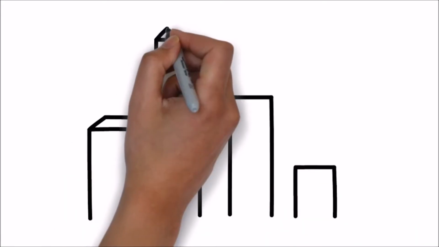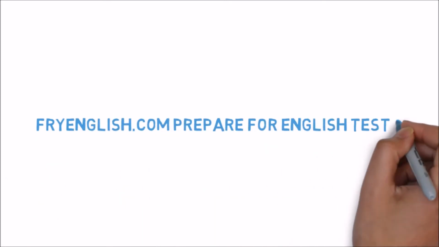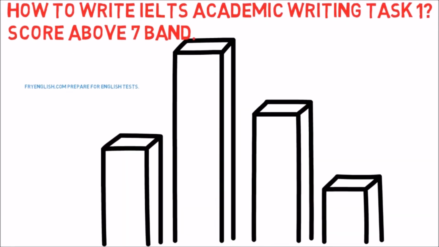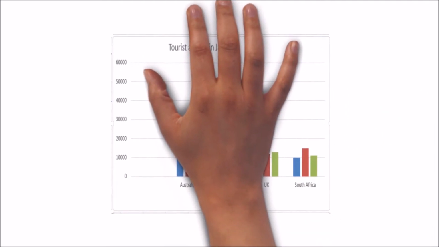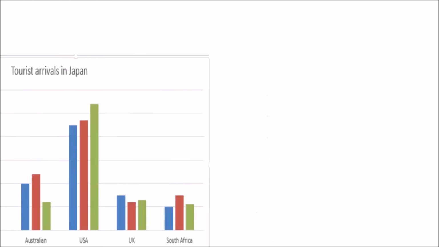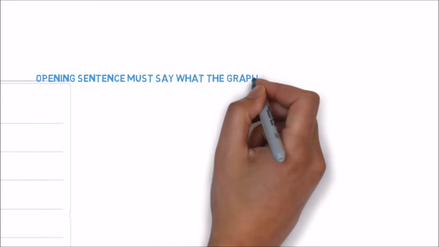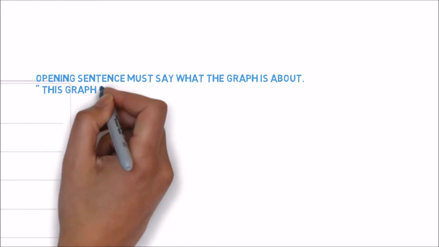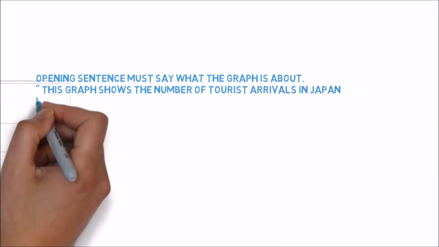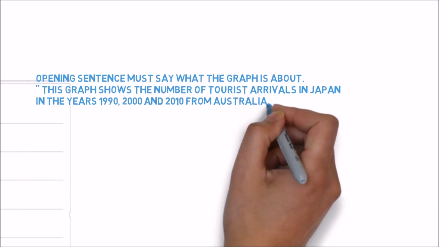IELTS Academic Task 1. Score above 7 band. The opening sentence must say what the graph is about. For example, this graph shows the number of tourist arrivals in Japan in the years 1990, 2000, and 2010 from Australia, USA, UK, and South Africa.